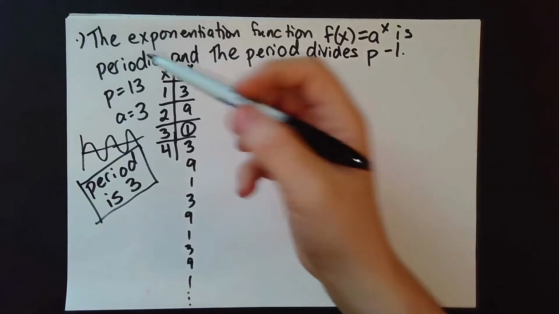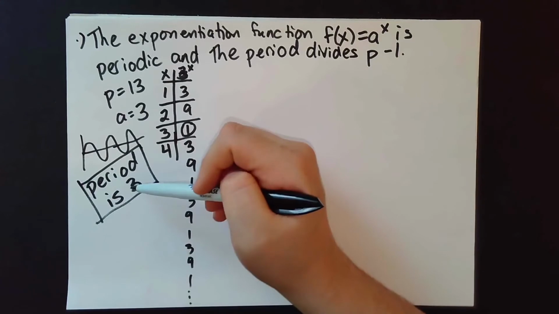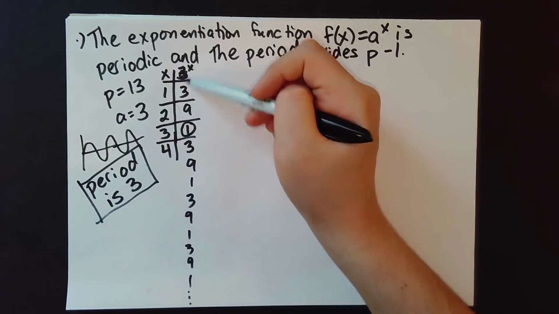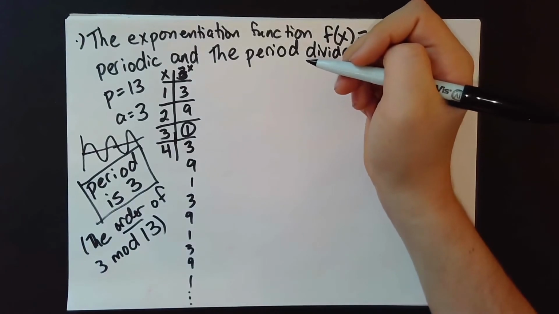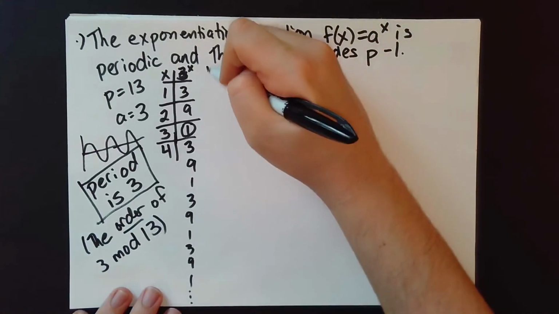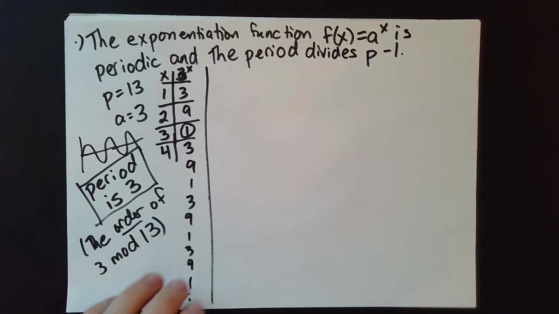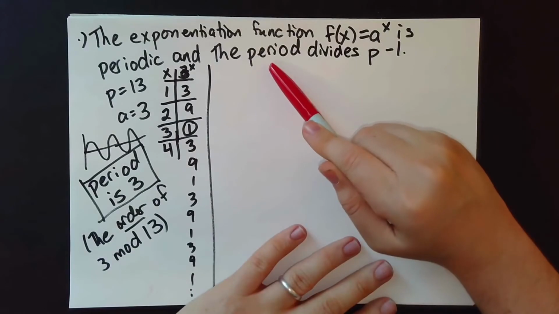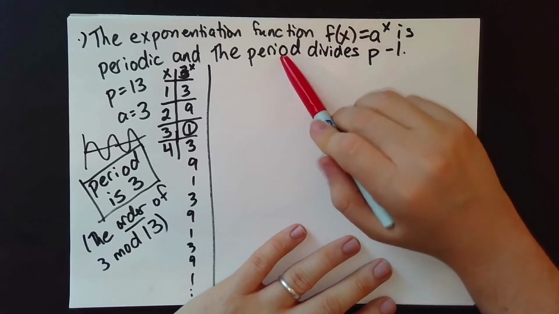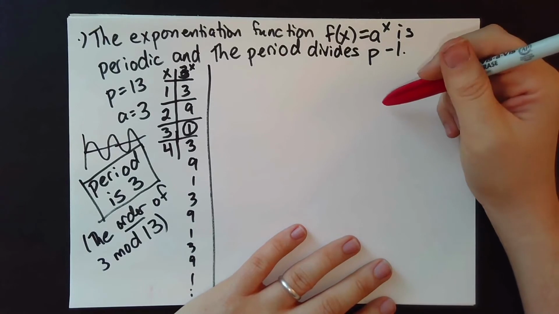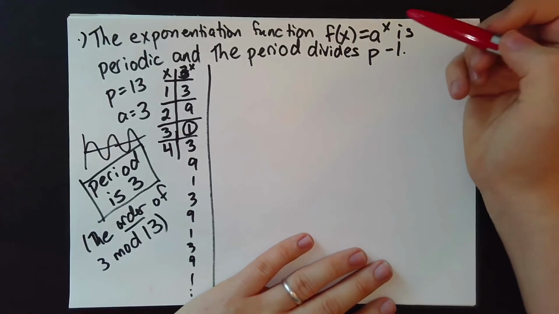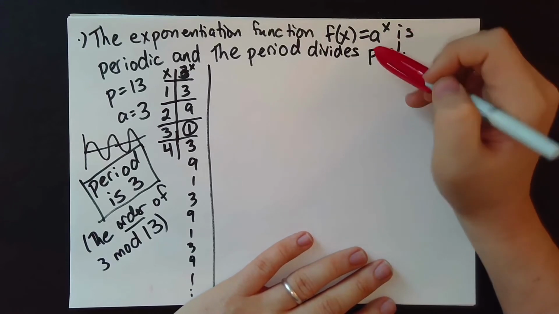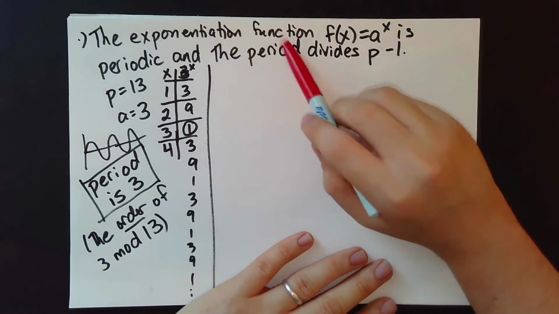And sometimes you will hear the period of this function that you get out of the number a called the order. So my claim was that the period would always end up dividing p minus 1. So in this case, p minus 1 is 12, and I ended up getting a period of 3. 3 definitely divides 12.